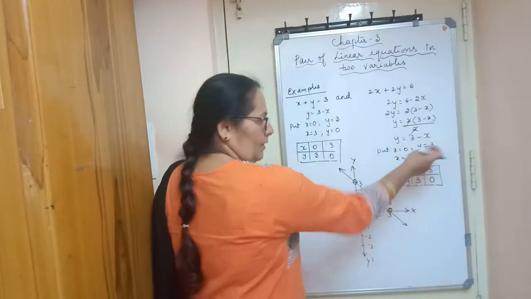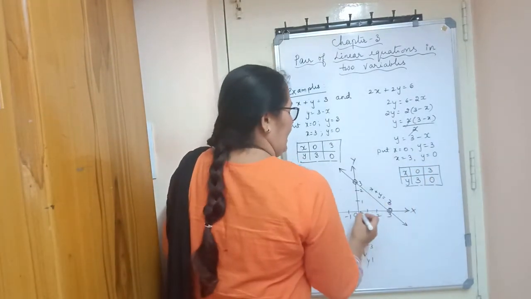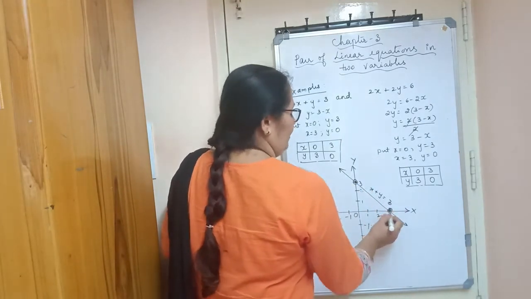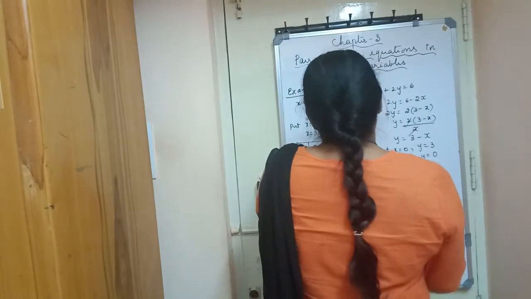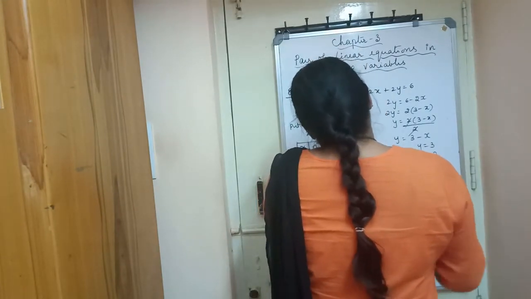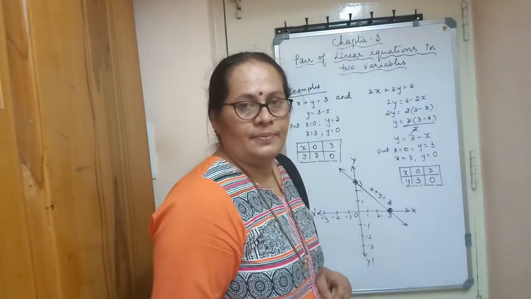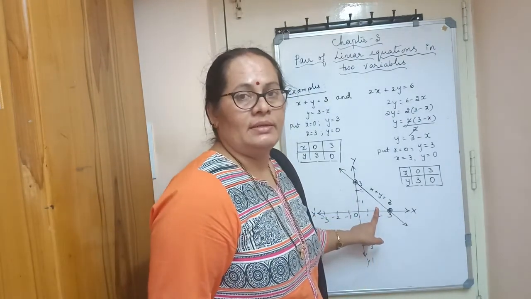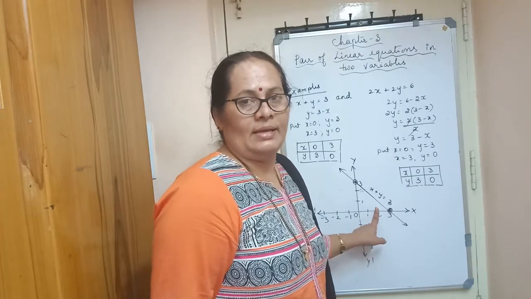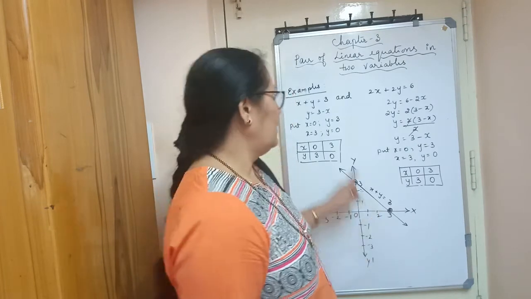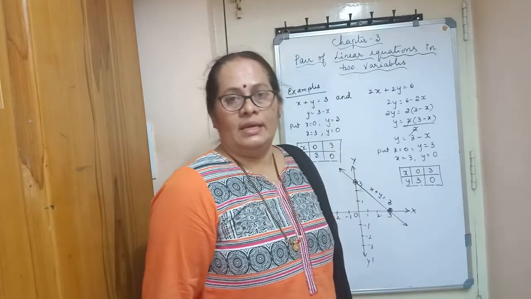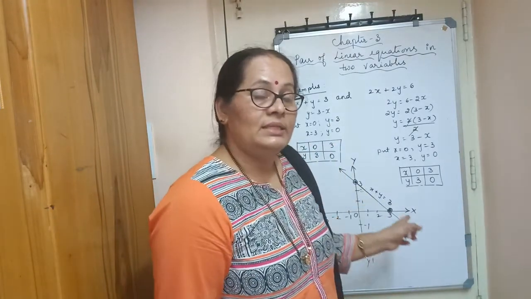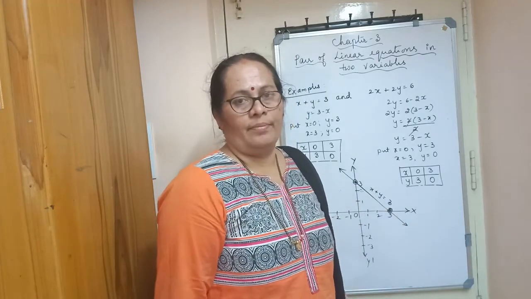Now, similarly, we look at these points. x is 0, y is 3, again here, and this is also the same. So what type of lines will you get? Coincident lines. See, the two lines are coincident, overlapping lines. So for this pair of linear equations, you will get coincident lines.